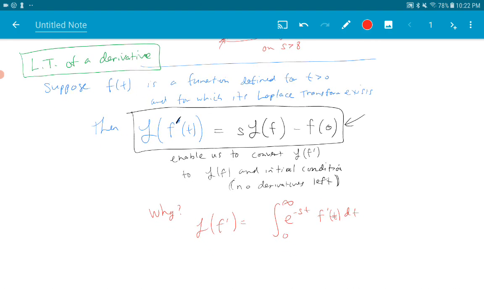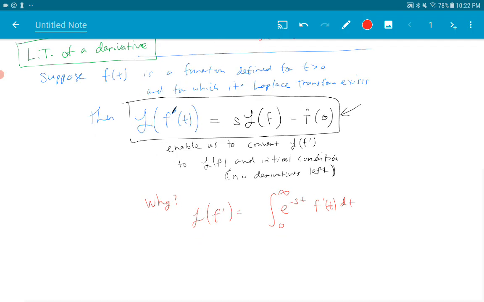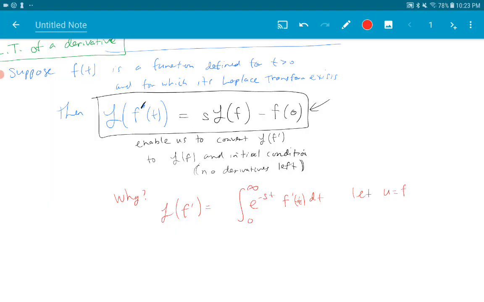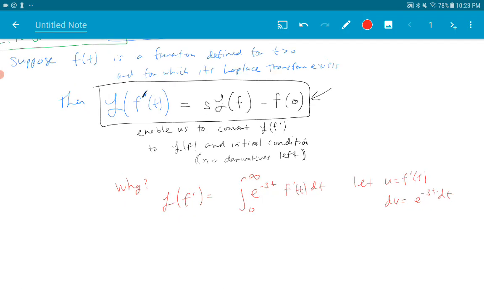Okay, and remember this is an improper integral, so you're going to do that trick where you replace the upper limit with a. Okay, now we integrate by parts. So again, we do integration by parts. We let u equal f prime of t, and dv will be e to the negative st dt.